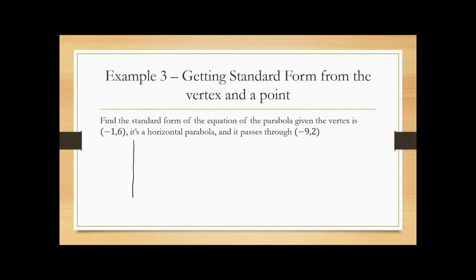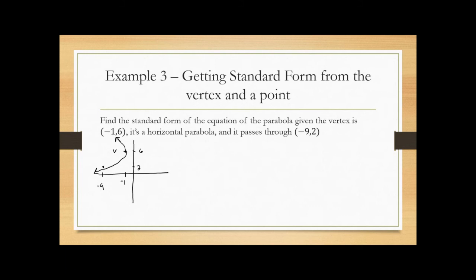So I'm going to draw my picture and then label my vertex. So that is at (-1, 6). And then it goes through (-9, 2), and this is not to scale, this is just so I have an idea of how to draw it. It's horizontal, so to connect those and knowing that the vertex has to be kind of the bottom of it, that means I have to open left in order to get through there.